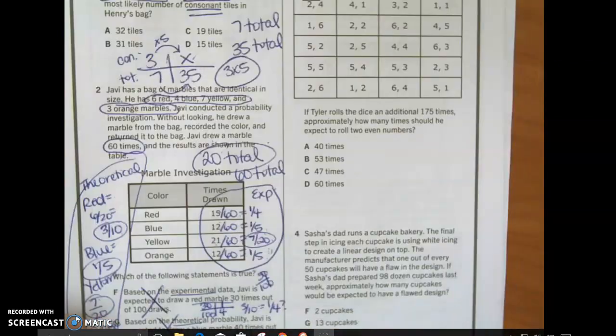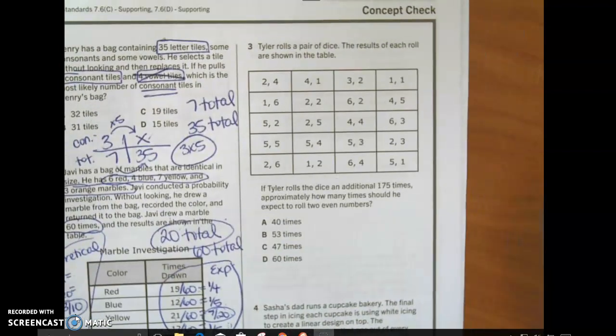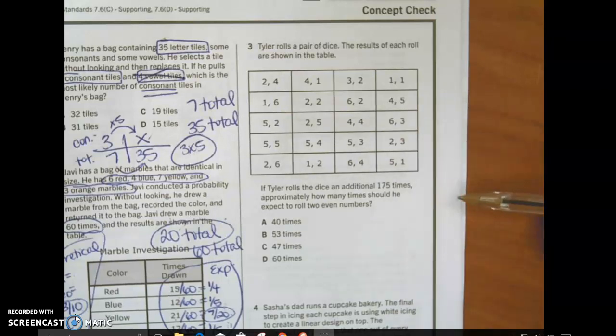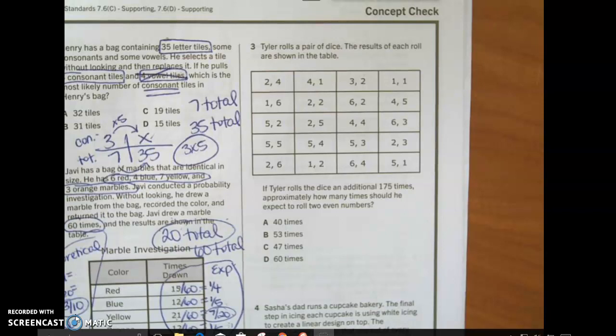All right, let's try and knock out one more. Tyler rolls a pair of dice. The results of each roll are shown in the table. How many times did he roll? No, I haven't even read that part yet. According to the table, 20 times.